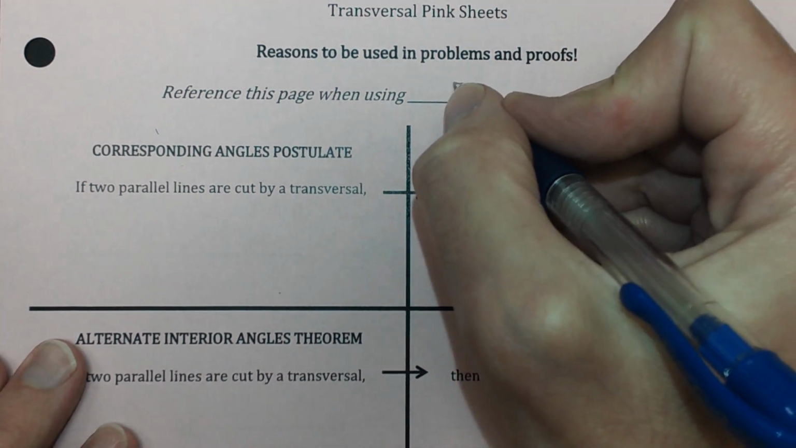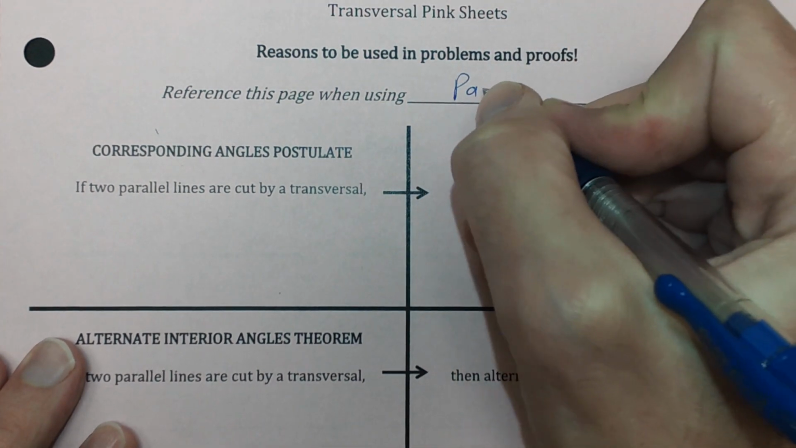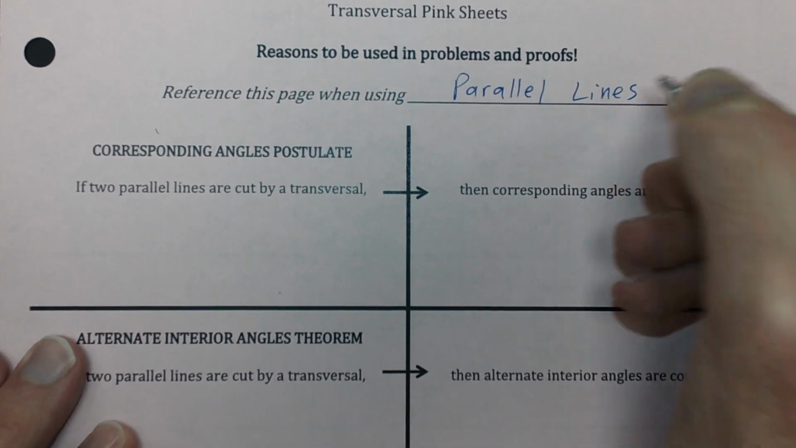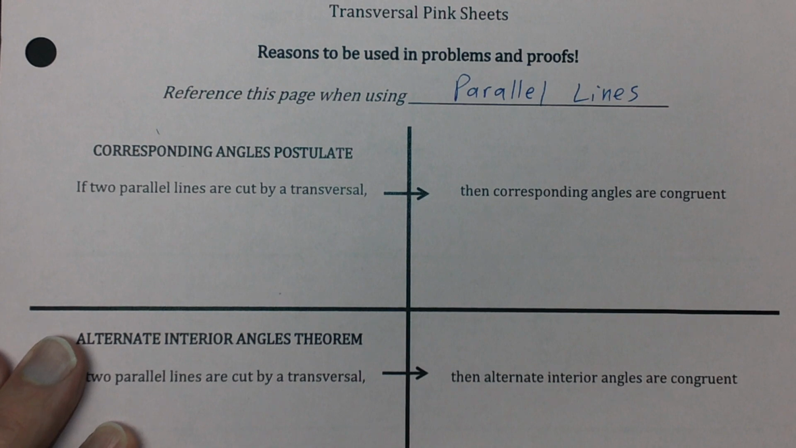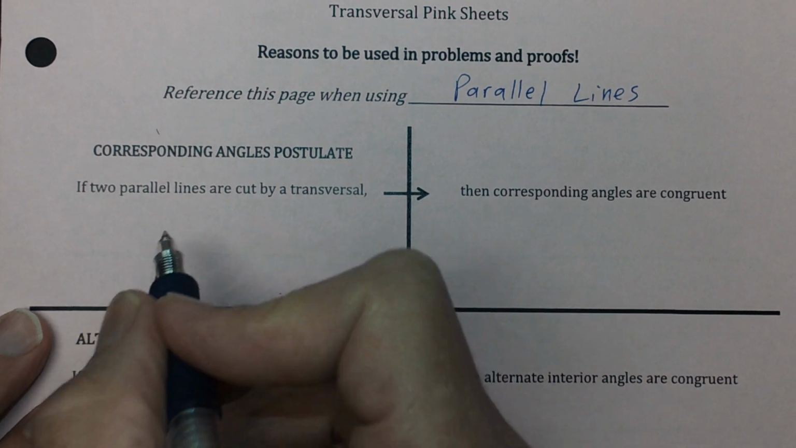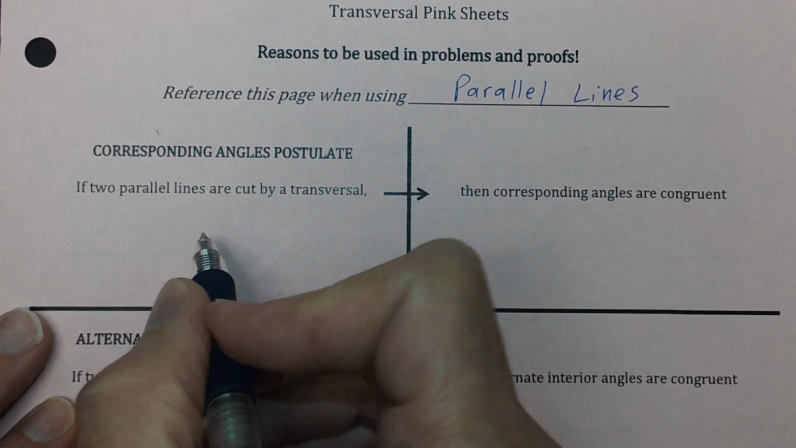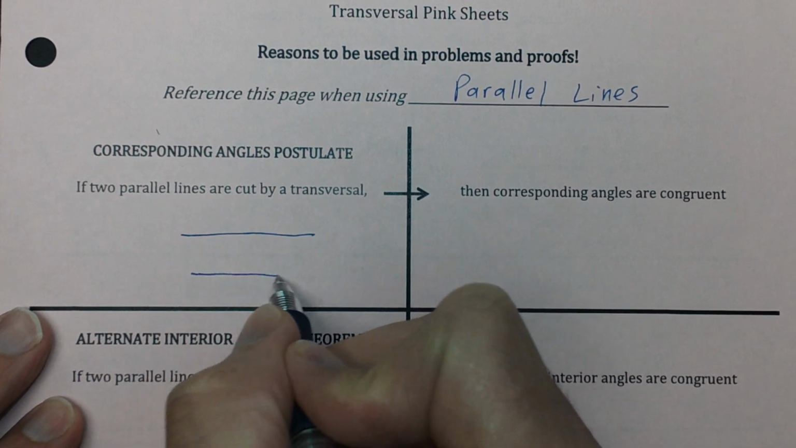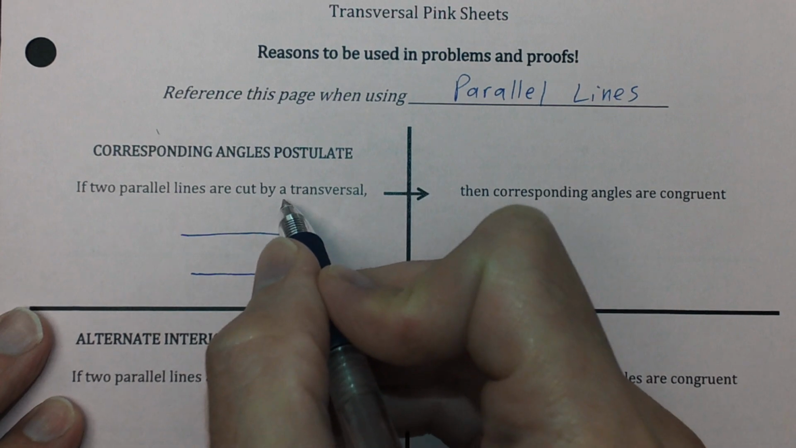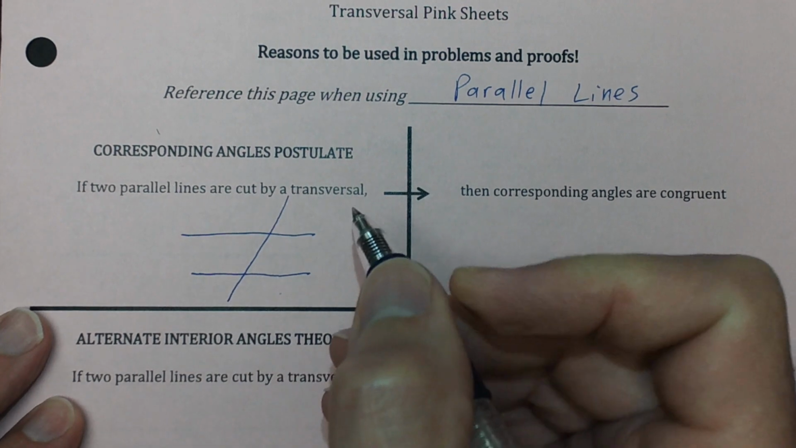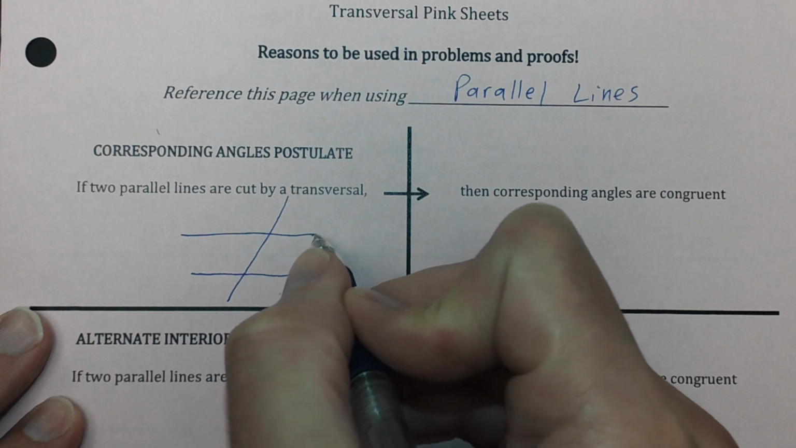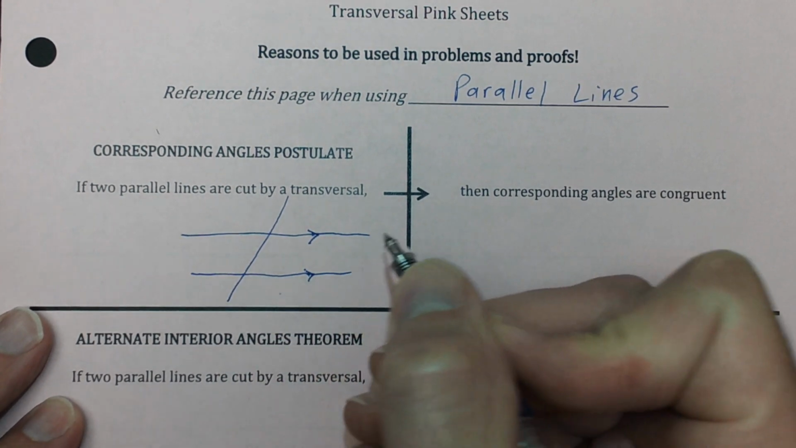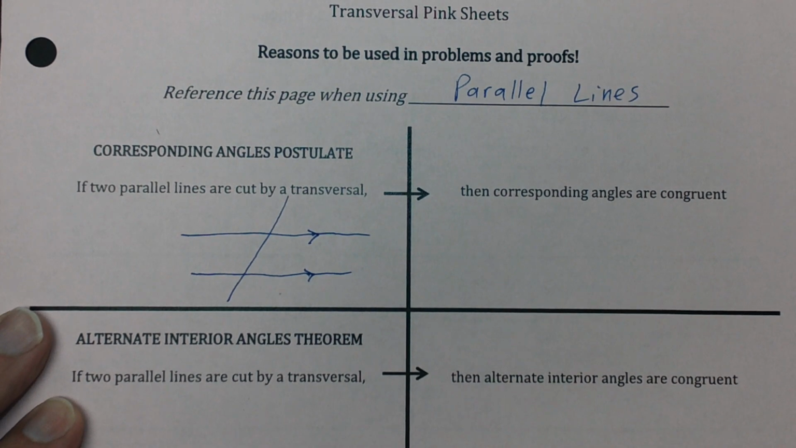So when are we ever going to use this page? It's when we're dealing with parallel lines. So you have the same situation. If two parallel lines are cut by a transversal, that's going to be the same for all four of these on the first side of the pink sheets. We have two parallel lines cut by a transversal. How do we indicate that they're parallel? We usually use a little arrow that shows they're parallel.